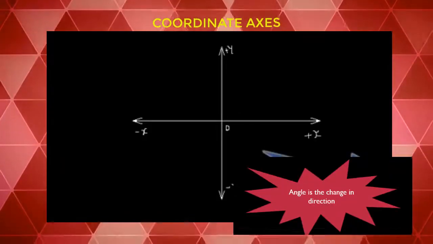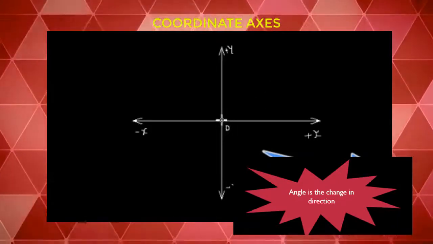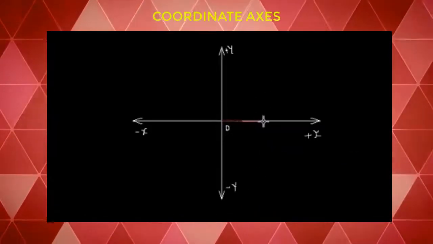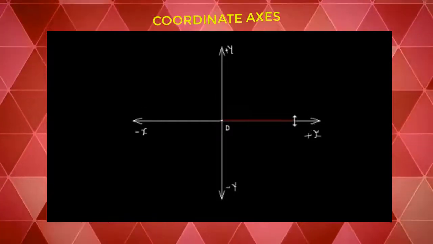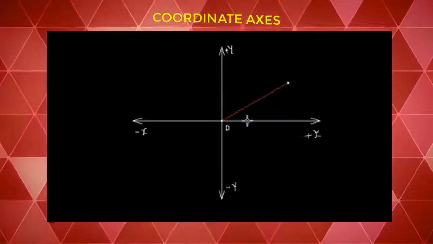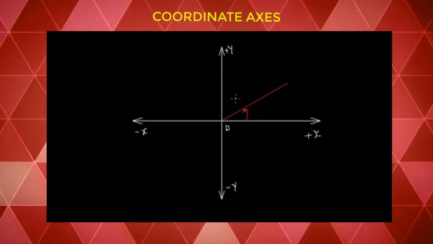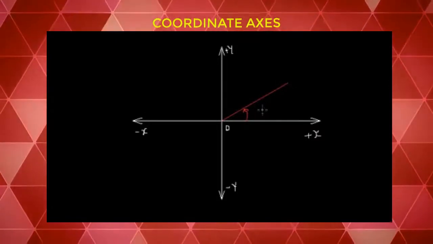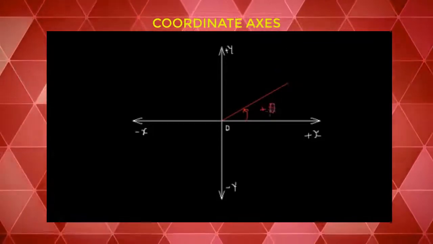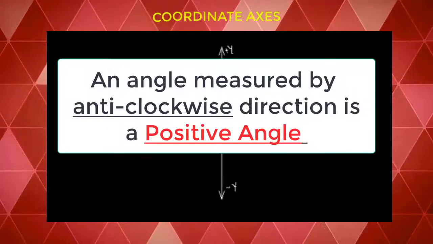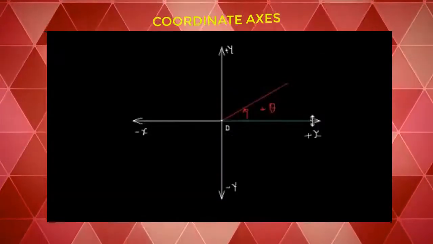So, what is an angle? An angle is actually the change in direction. If I'm here looking in this direction, the angle is referred to as 0 degrees. But if I change the direction, this angle is measured from the positive x in the anticlockwise direction, and this will be referred to as a positive angle, or we call it plus theta. So, an angle measured in the anticlockwise direction is a positive angle.